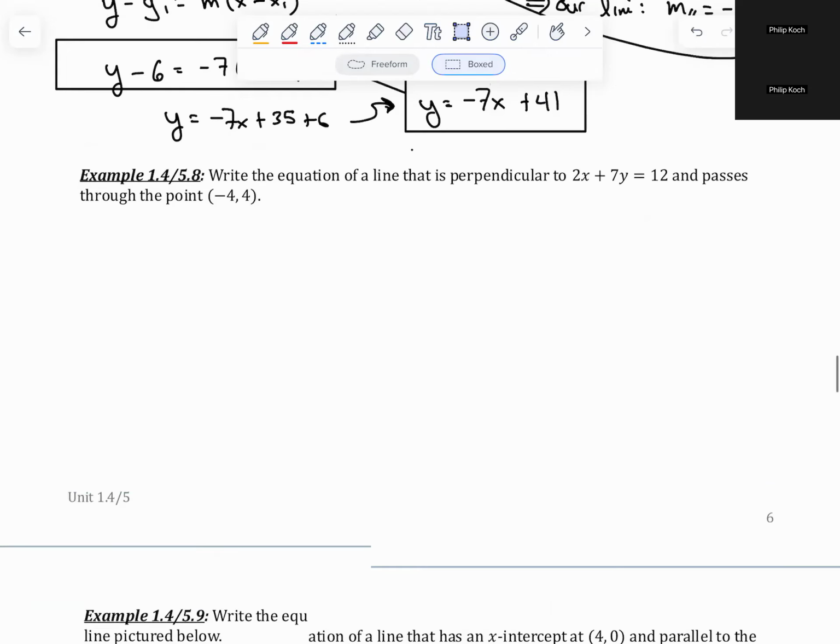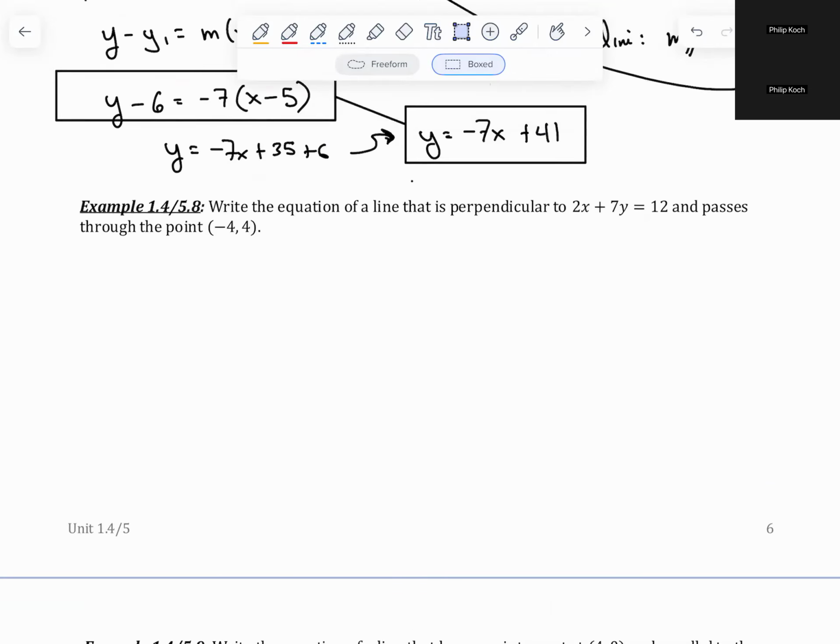So the next one: write the equation of a line that is perpendicular to 2x plus 7y equals 12 and passes through the point (-4, 4). Once again, we're trying to find the equation of a line. That means I either need two points or a point and a slope. I'm only given one point, so there's no way to use the two-point option. There must be a way to find the slope, and it's from the fact that this line is perpendicular.